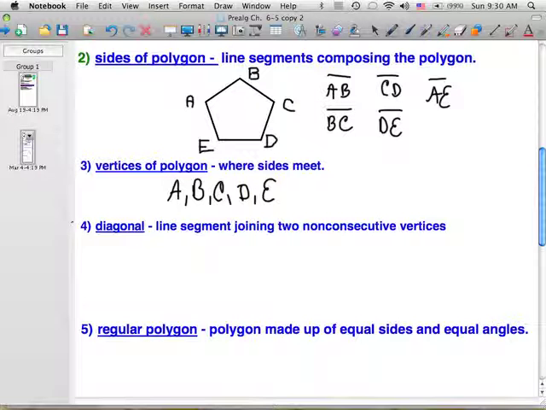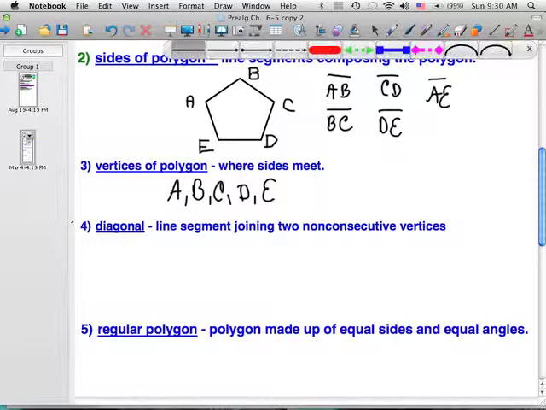A diagonal is a line segment joining two non-consecutive vertices. So a diagonal of this pentagon, AC is a diagonal, AD is a diagonal, BE is a diagonal, BD is a diagonal, and CE are diagonals. So there were 5 diagonals.